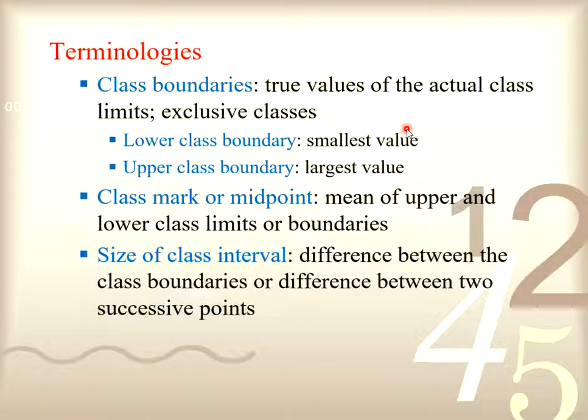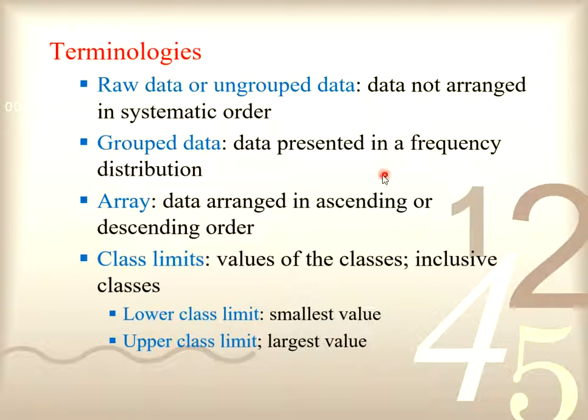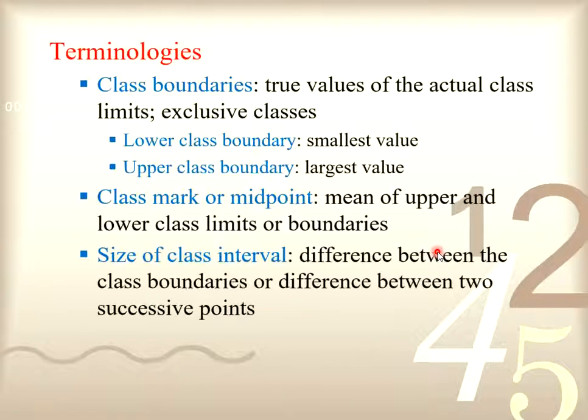Exclusive classes. So, remember inclusive and exclusive classes. We will have a separate discussion on that, inclusive and exclusive. Lower class boundary, upper class boundary, the smallest and largest values, respectively. Class midpoint, class mark or midpoint, the mean of the upper and the lower class limits or boundaries. Size of class, the difference between the class boundaries or the difference between two successive points. Okay, so remember our terminologies.